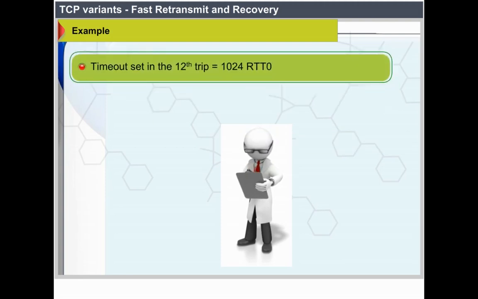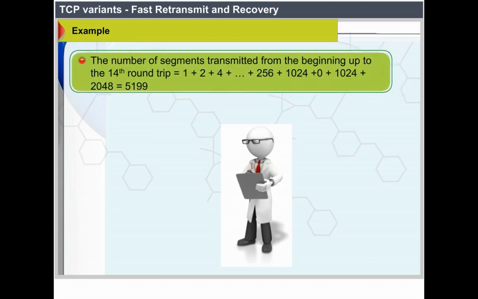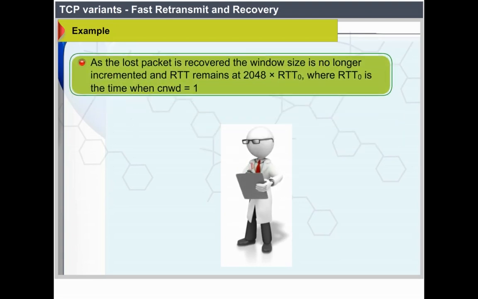Timeout set in the 12th trip is equal to 1024 RTT0. Timeout set in the 13th trip is equal to 2048. The number of segments transmitted from the beginning up to the 14th round trip is equal to 1 plus 2 plus 4 plus up to plus 256 plus 1024 plus 0 plus 1024 plus 2048, which is equal to 5199.